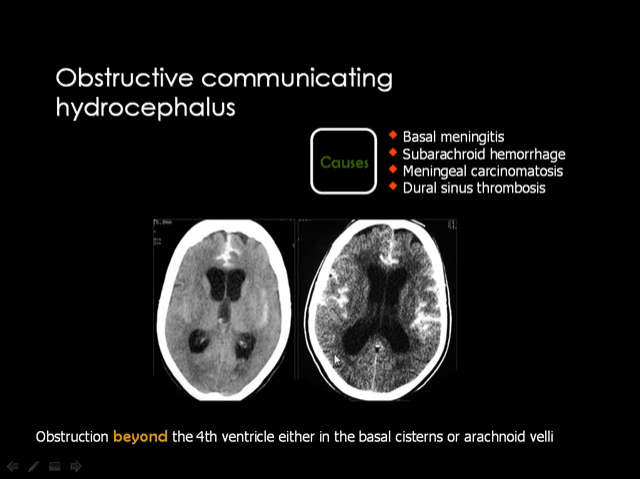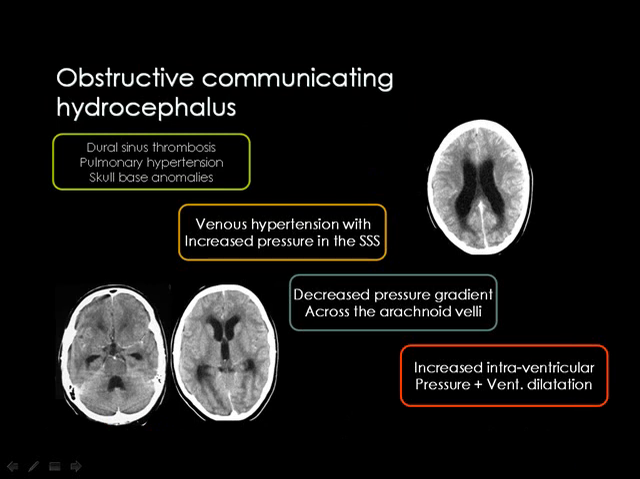And this is a simple case of subarachnoid hemorrhage, where you can see the blood is staining the cortical sulci and sylvian fissures, and some blood is also seen in the occipital horns of the lateral ventricles. The ventricles are dilated, the lateral ventricles and the third ventricle as well.